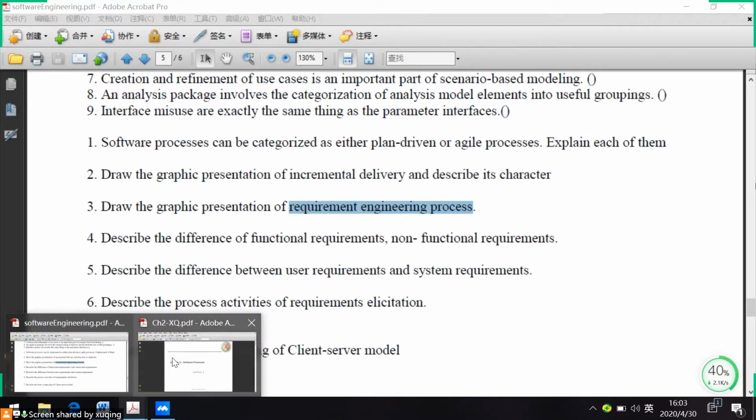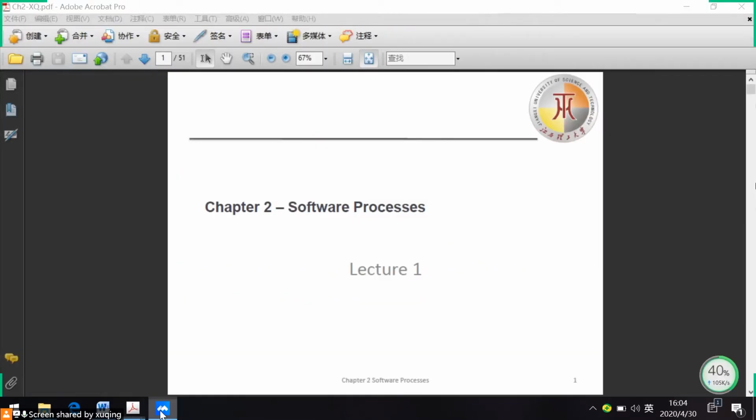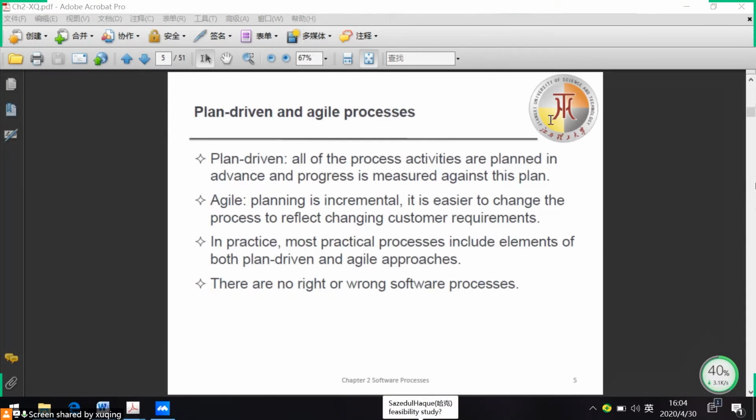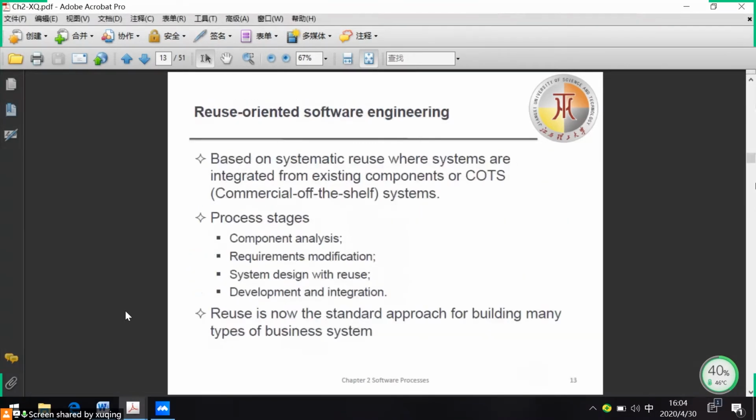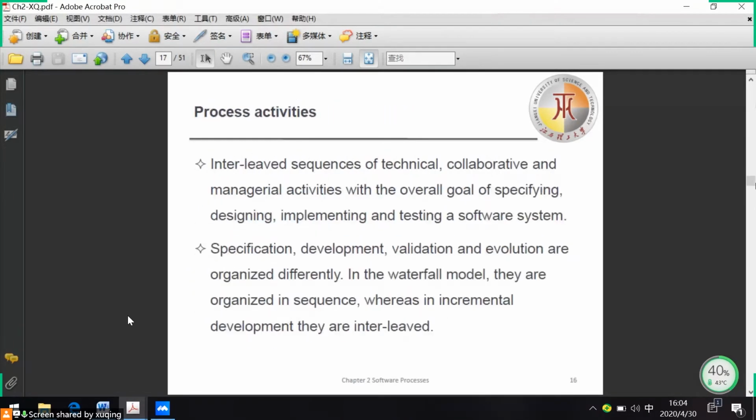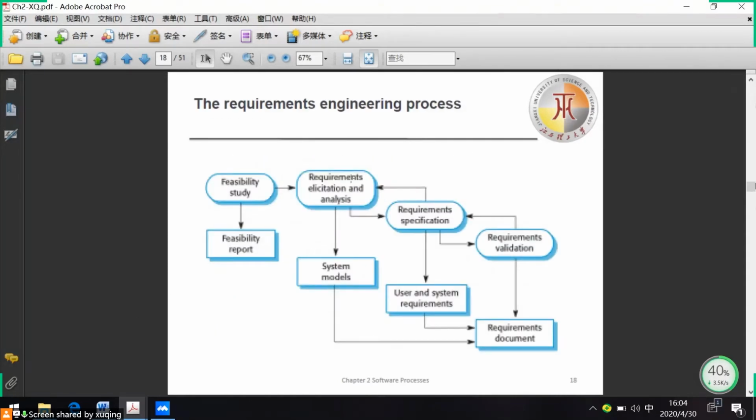In our second chapter, you can find it. Yes, very good. Thank you, Saji. Perfect. Feasibility study. Yes, you see it's here. You see these 4 activities involved in the requirements engineering process.